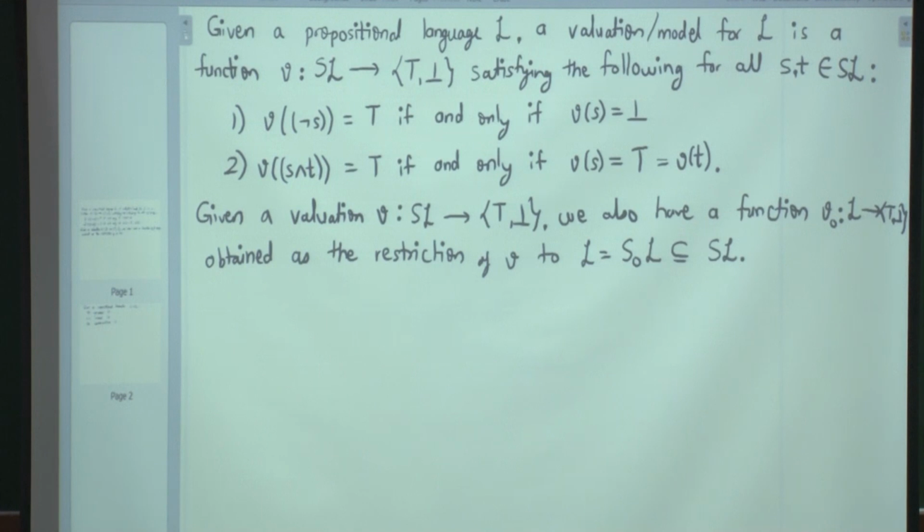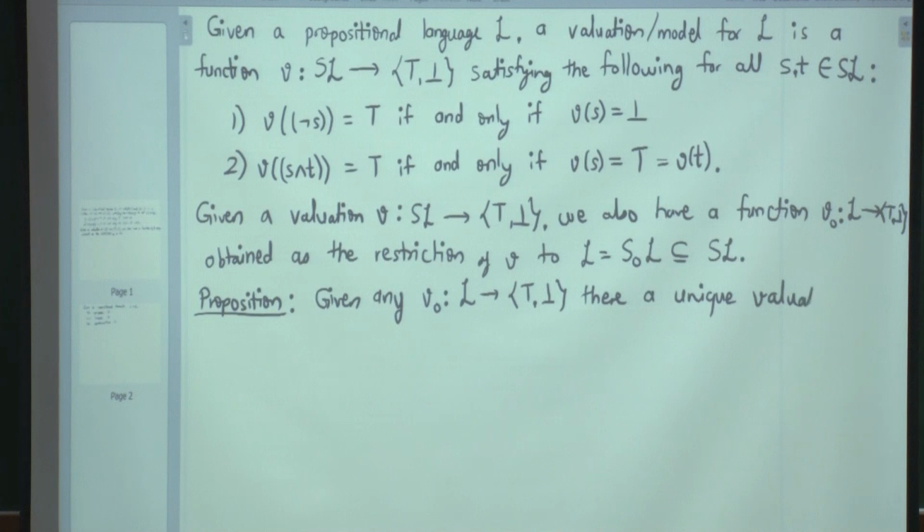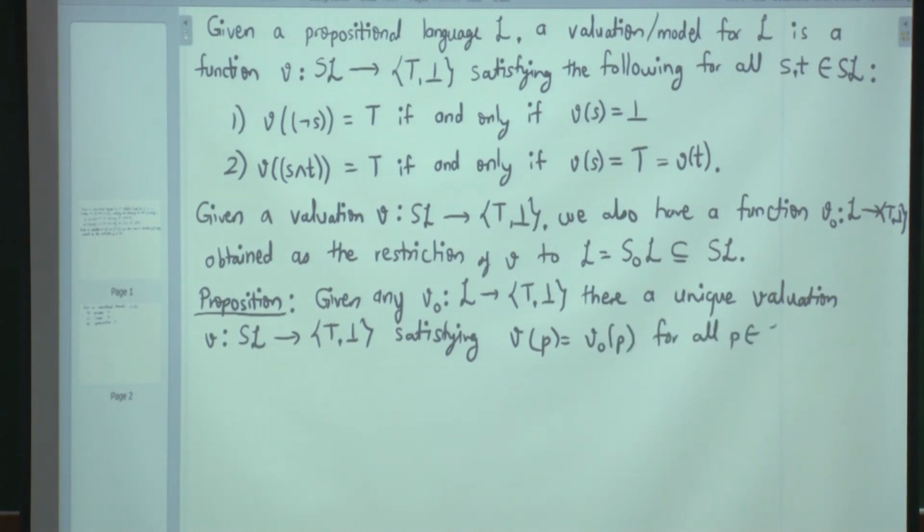Okay. However, conversely also, now this is a proposition, not as in propositional logic, just a proposition to prove, a statement to prove: given any V0 from L to true and false, there is a unique valuation V from SL to true and false, satisfying V of P equal to V0 of P for all P in L.